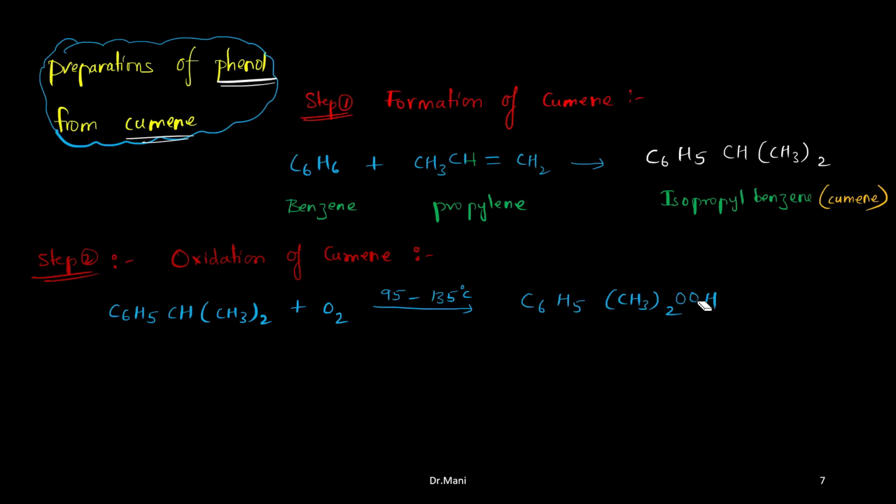So what could it be called? If something is OOH, that means the bond is like this. What do we call this kind of bond? Peroxide. Remember, this type of bond we call peroxide. So this is cumene hydroperoxide. Remember the name. This is oxidation, and this is called cumene hydroperoxide.